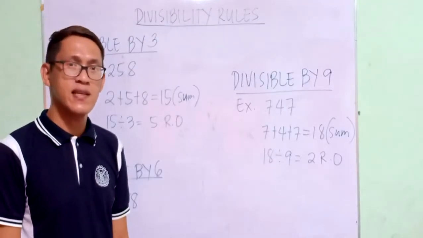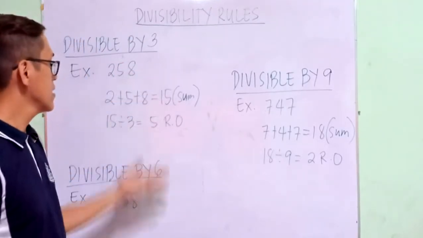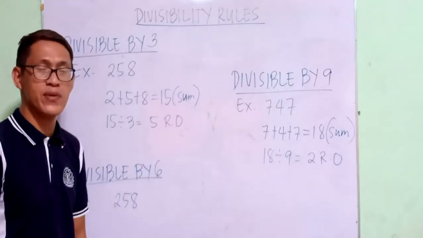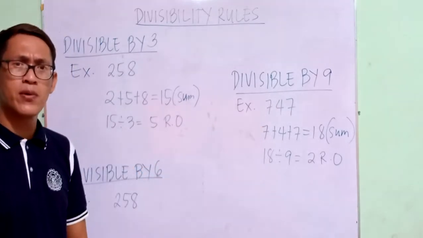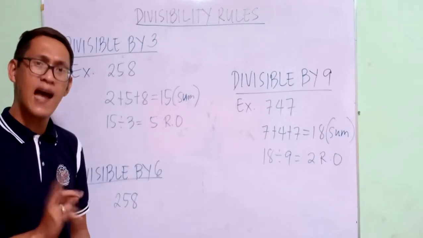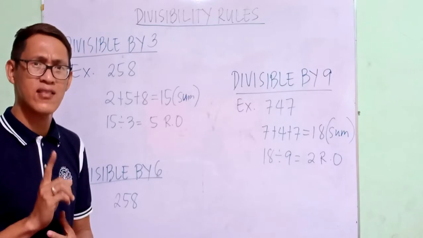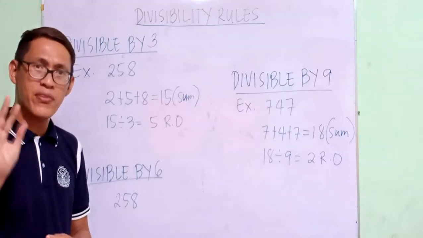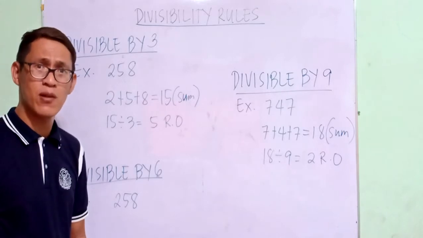Now let's proceed with divisible by 3, 6, and 9. Let's start with divisible by 3. How will you know if a number is divisible by 3? The rule says, add the digits of that number. Then if the sum is divisible by 3, then the number is divisible by 3.